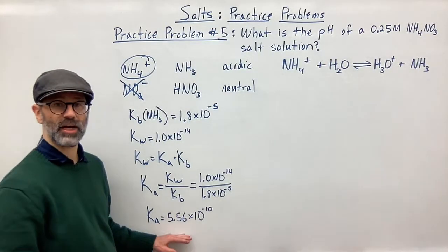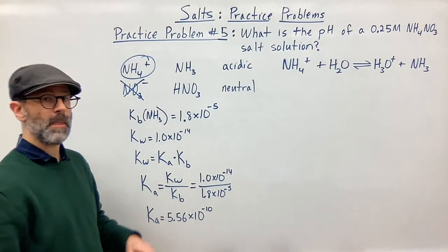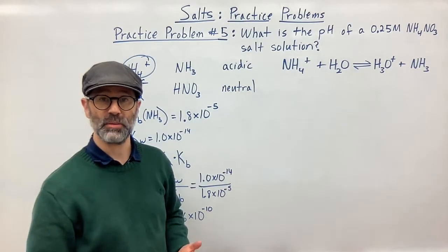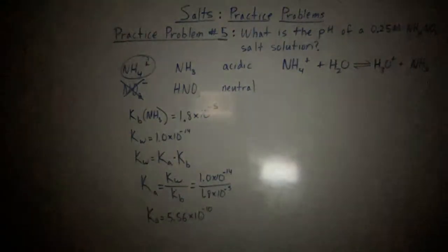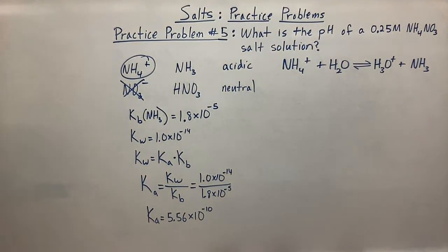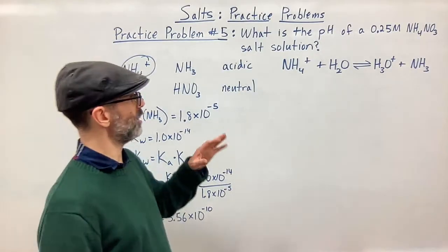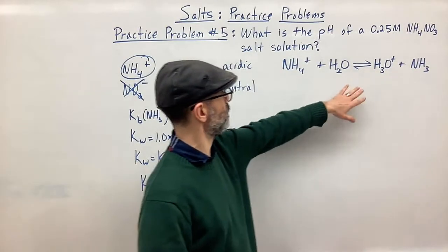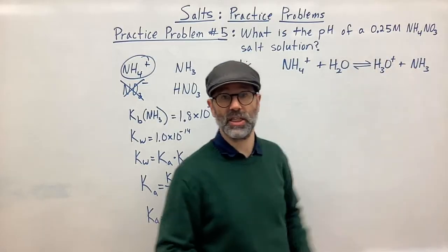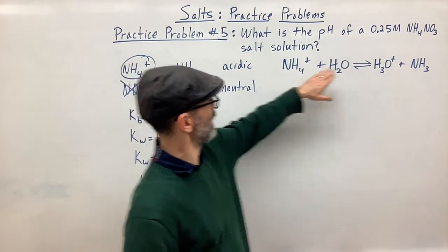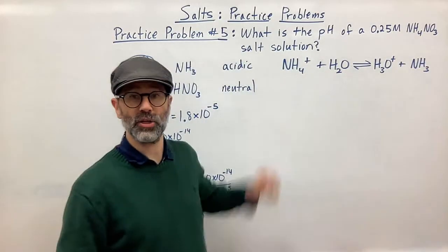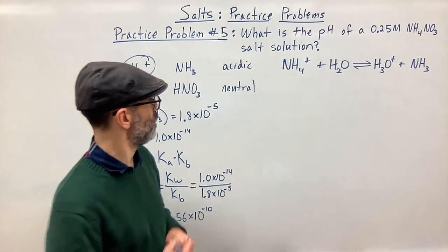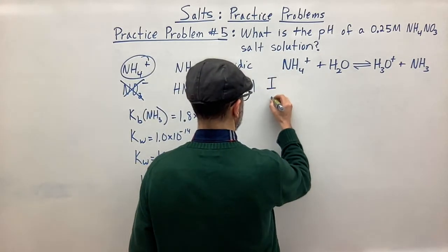Now that we have the Ka value for NH4 plus, which goes with this equation here, we can do an ICE table. We can do an ICE table because we're trying to find the pH, and pH is based on H plus concentration. Here we have the equation with H plus, and we're given an initial concentration of our NH4 plus in the form of a salt. So we can do an ICE table to figure out what our equilibrium concentrations are. All we're given is the initial concentration, so we'll set up our ICE table.